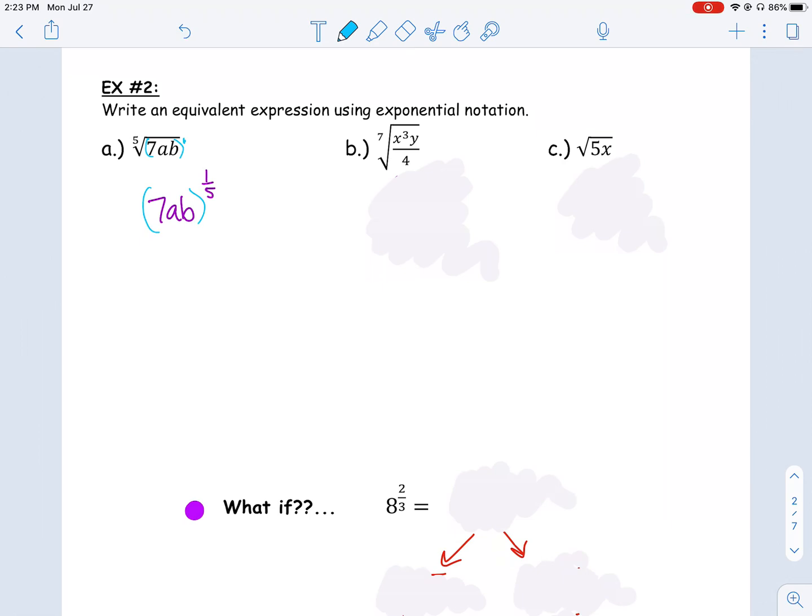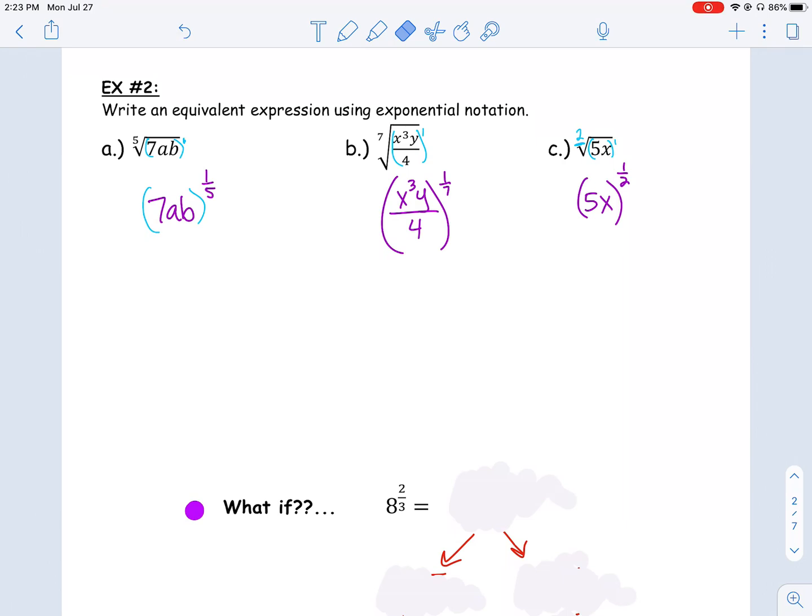Okay, look at b. B says that I have an x to the third y over 4. It's really raised to the first power, right? If top dog goes in the house, then I should be able to go backwards, convert it to exponential notation, and say that I have an x cubed y over 4 all to the 1/7 power. All right, C says that I have 5x. That whole thing is raised to the invisible 1 power. Ooh, what's the index on this root if there is no number there? Remember, it's a 2, right? And so top dog goes in the house. I can convert it to exponential notation. Again, using parentheses, I can say that I really have the quantity 5x all raised to the 1/2 power.